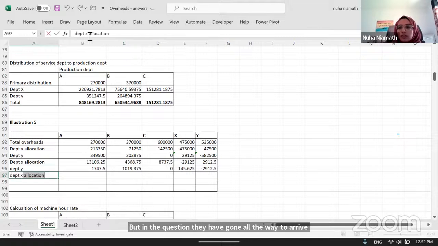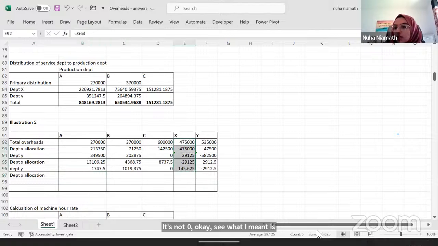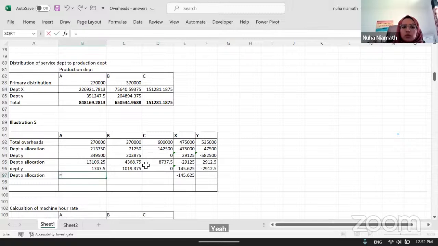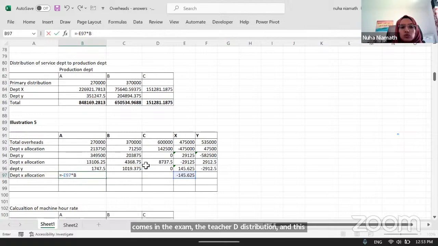So let's do department X. Sorry, it's not 0. Okay, see, what I meant is when you take the total of X, there's still 146 left, right? And the purpose is we have to remove the amounts in X and Y completely, because we have to arrive at 0. Clear? So again, this is a long process, but if it comes in the exam, repeated redistribution, then this is what you'll have to use.